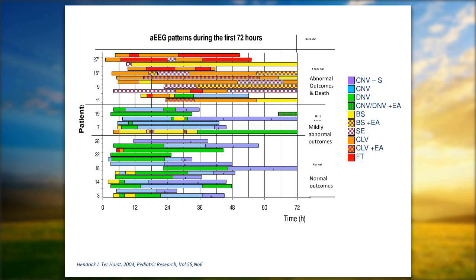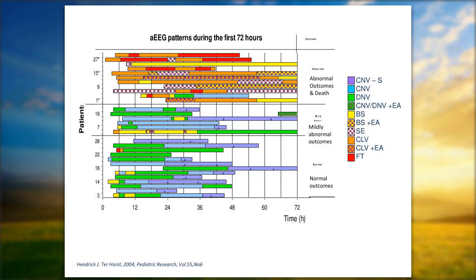But basically, the way that I read this and the way that it was originally described to me, on the left-hand axis, those are the actual patient numbers. And then on the bottom scale is time. So just to orient you, these are individual patients, and this is a time scale for their aEEGs over time. And these are infants who were born with HIE. And this was, again, early 2000s. These infants were not being cooled.